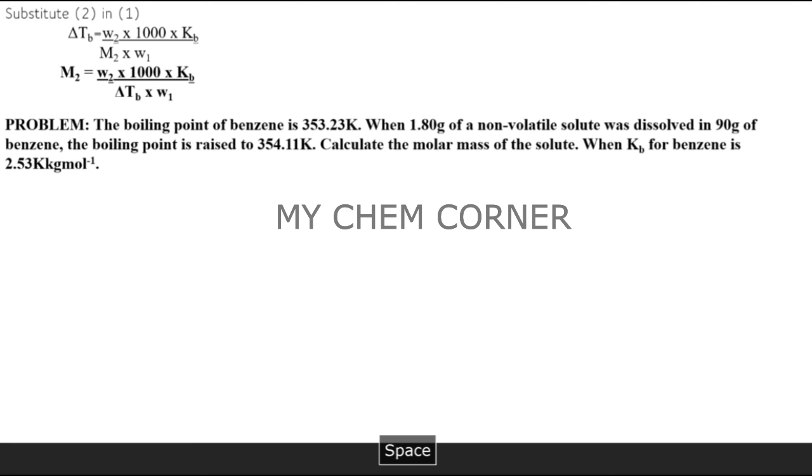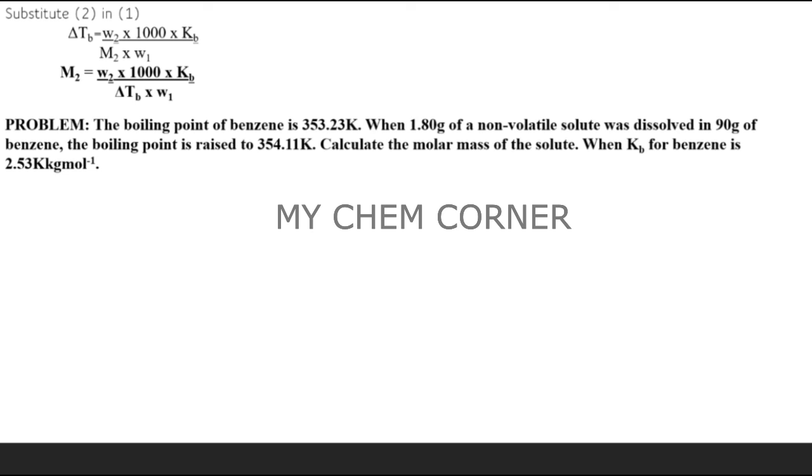Alright, so now we have a problem based on that. The boiling point of benzene is 353.23 Kelvin. When 1.80 grams of a non-volatile solute is dissolved in 90 grams of benzene, the boiling point is raised to 354.11 Kelvin. Calculate the molar mass of solute when Kb for benzene is 2.53 Kelvin kilogram mole inverse. Alright, so that is the question given to us.